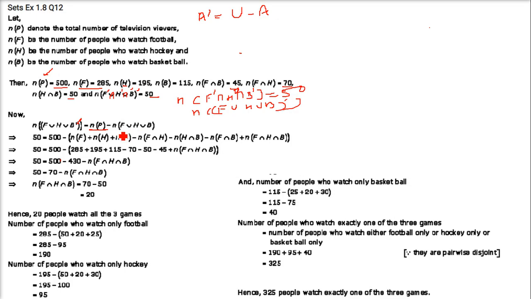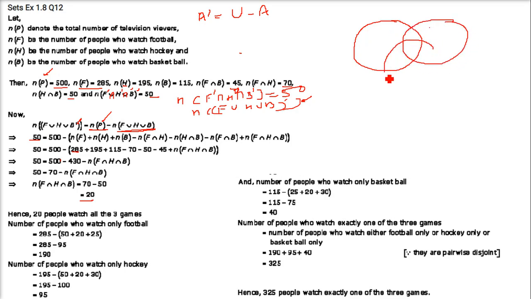We know that n(F union H union B) is 50. As I said, 50 do not watch any of the three games. So this is 50, and this is n(P) minus n(F), n(H), n(B), F intersection H, H intersection B, F intersection B, and then plus F intersection H intersection B. We applied this formula, and all these values we already know. So n(F intersection H intersection B) comes as 20.